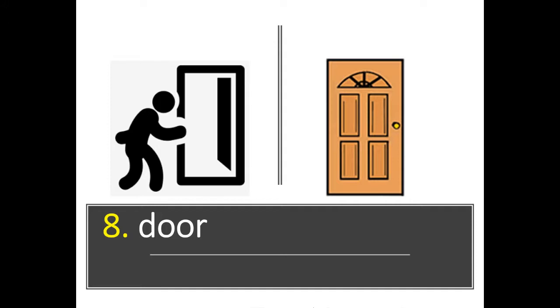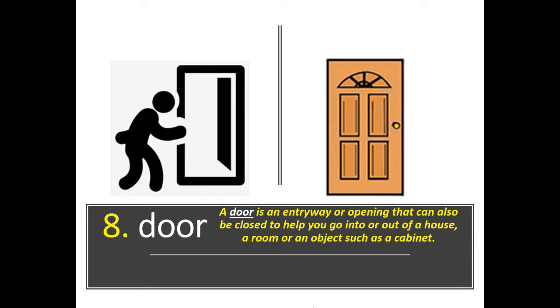D-O-O-R, door. A door is an entryway or opening that can also be closed to help you go into or out of a house, a room, or an object such as a cabinet in a kitchen. So, what's another word for door? Entryway. It's a compound word, entry and way. Put it together, entryway.